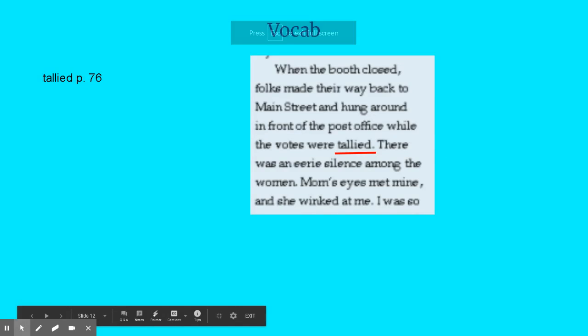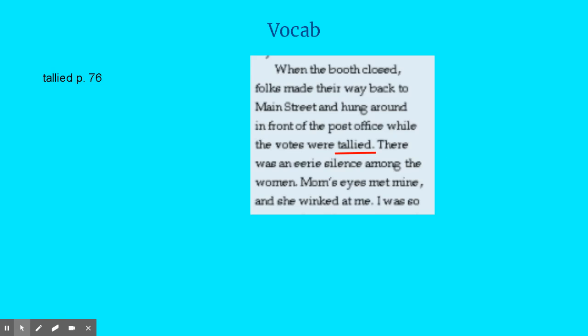So we have a vocabulary word, tallied. The sentence is: when the booths closed, folks made their way back to Main Street and hung around in front of the post office while the votes were tallied. Normally this would be a word that we would have to explain to kids, that they're counting the votes. But with the current presidential election, I feel like you all understand the idea of counting votes and how they're talking about them being tallied.